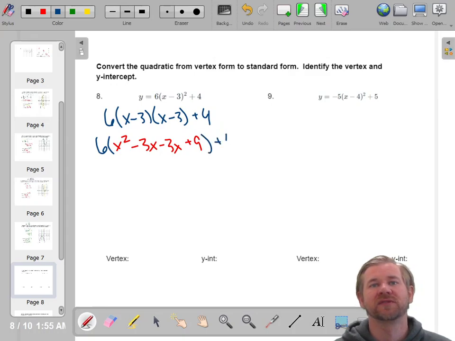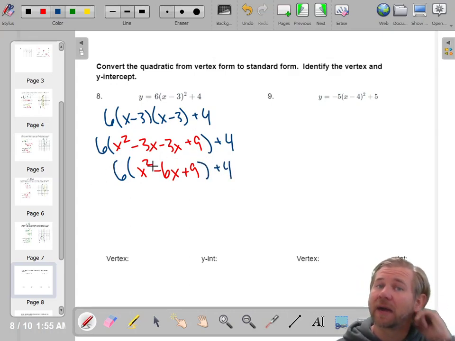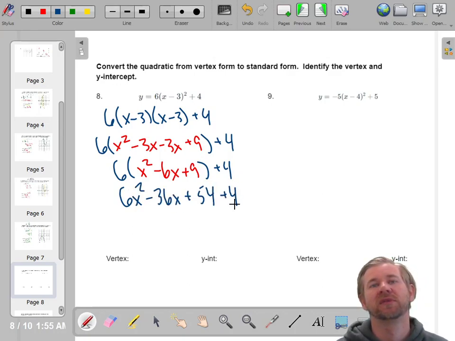Don't do anything else with this +4. Combine like terms. X squared, -3 and -3 make -6. Oops. Gotta keep my color scheme going. Now, after I've expanded that, I will finally distribute my 6. 6x squared minus 36x plus 54 plus 4. 6x squared minus 36x plus 58.